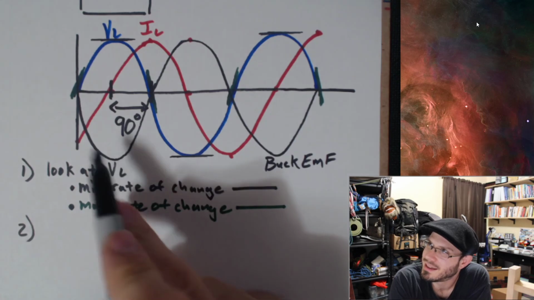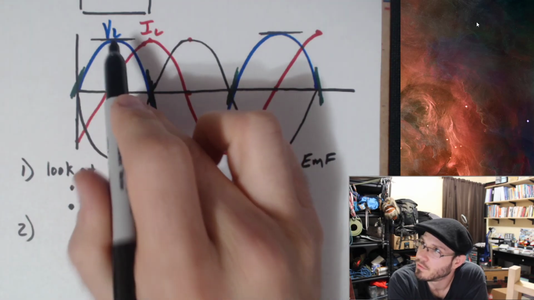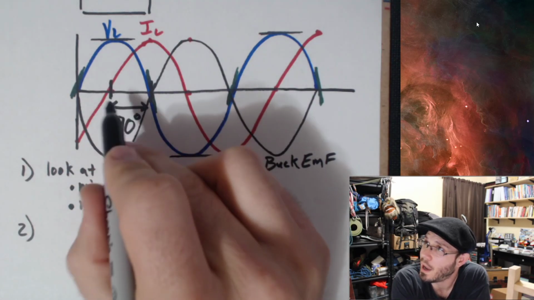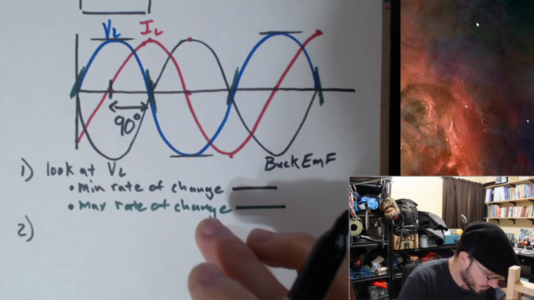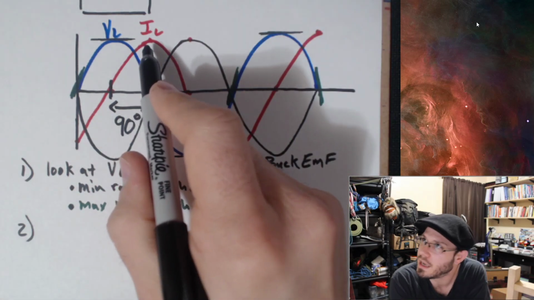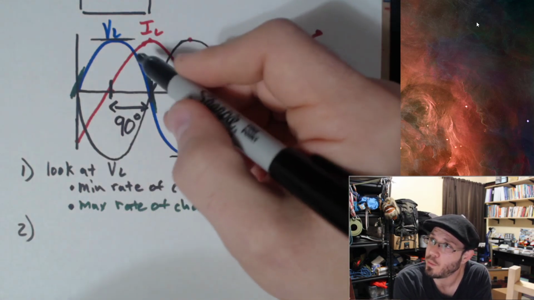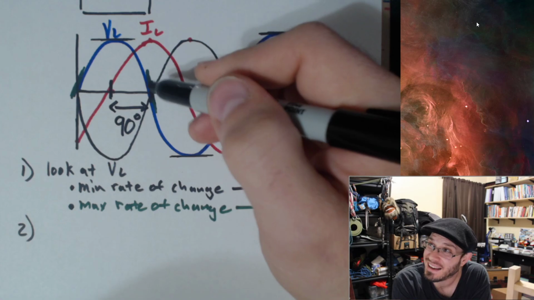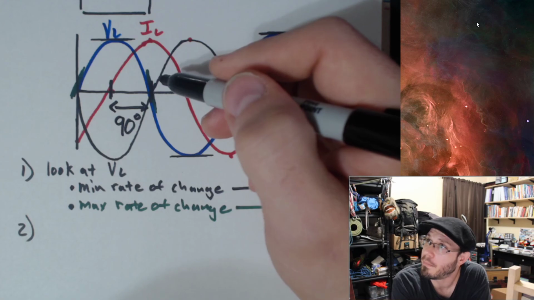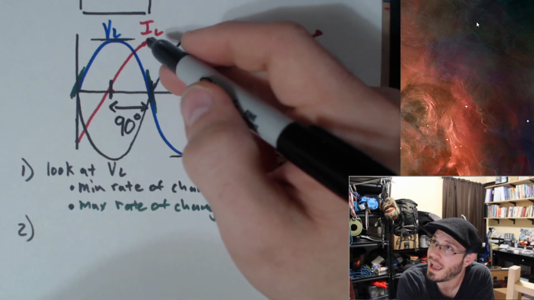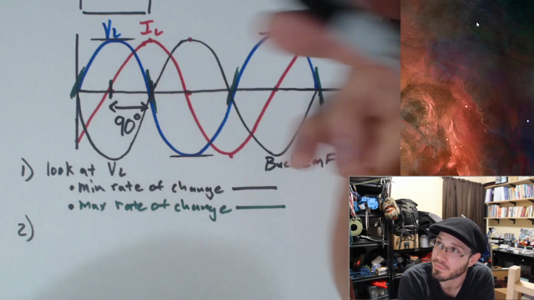And if you notice, it looks like the back EMF is going to cancel out the voltage applied in the first place. And that's why we end up getting our current staying high at this point in time. Because when we have the max rate of change for our applied voltage, we get the max rate of change for our back EMF. Our back EMF is going to try its hardest to maintain that current at its highest point.